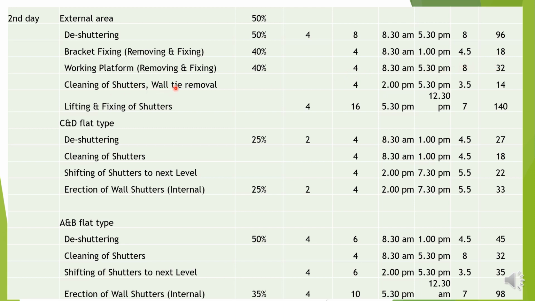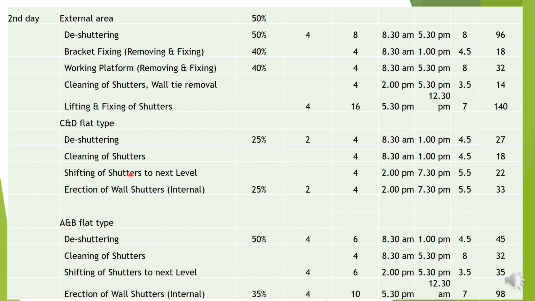4 hours, 8 hours total, that is 32 hours. Cleaning of shutters, wall tie removal, 4 helpers, 3.5 hours, that is 14 hours total. Lifting and fixing, 4 carpenters, 16 helpers, 7 hours, that is 140 hours. De-shuttering 25 percentage, 2 carpenters, 4 fitters, 4.5 hours, 27 rupees.